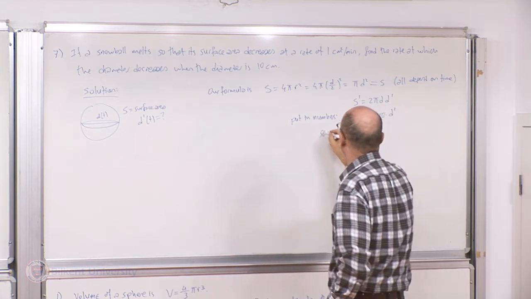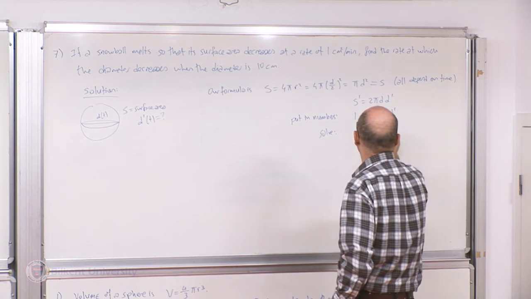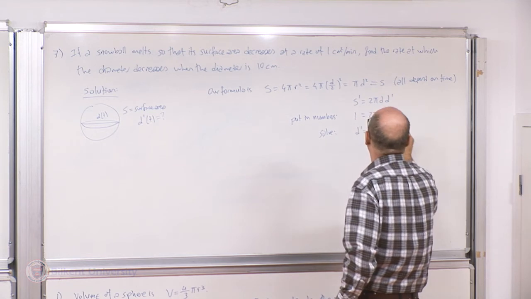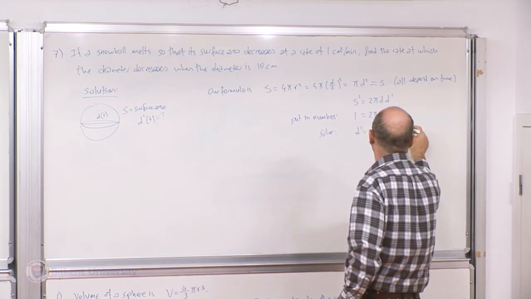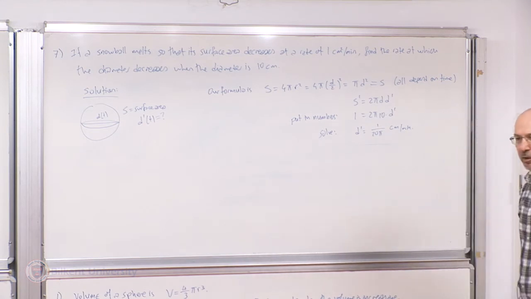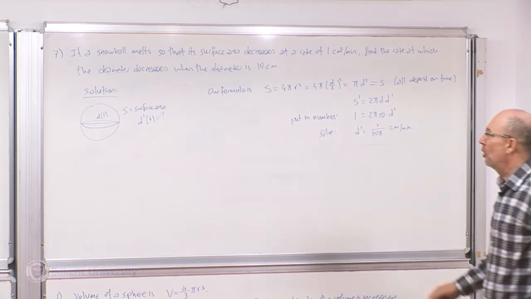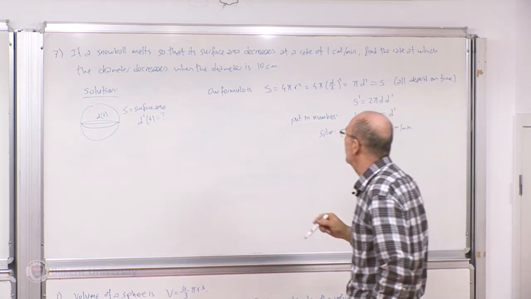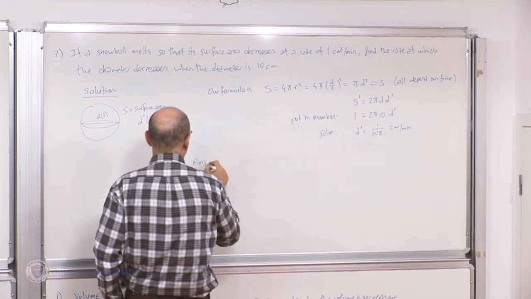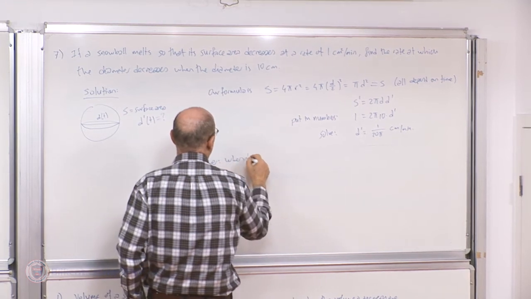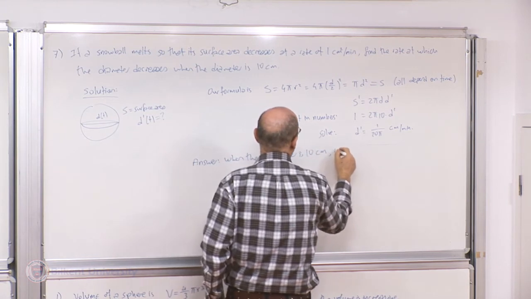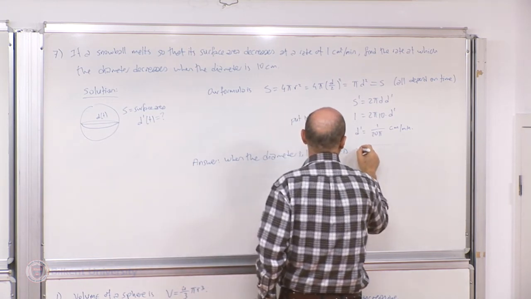Okay, so solve. d prime is equal to 1 over 20 pi centimeter per minute. So that's the solution of the calculus problem. Now we write a human sentence to answer the question. The question is, find the rate at which the diameter decreases when the diameter is 10 centimeters. So answer: when the diameter is 10 centimeters, it is increasing, it is decreasing.